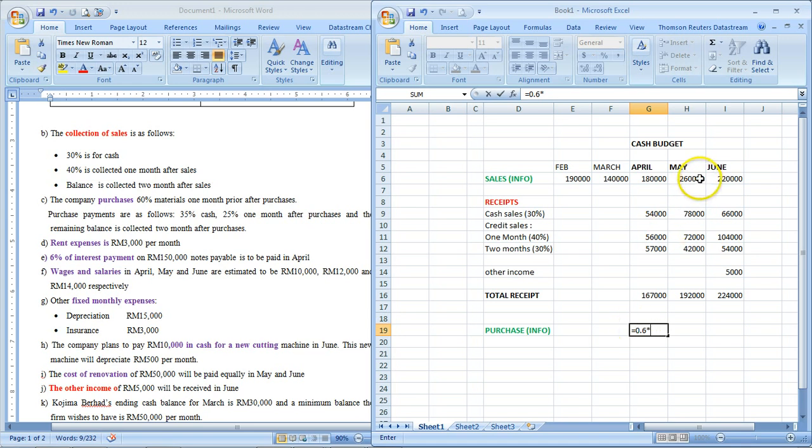Time with your sale in May, because 1 month before. Alright, so May is what? 260000. So that's why this information is very important, because sales info is not only used for sales, it is also used for purchase. So 0.6 times 260000, then I get my amount of purchase. Alright, this is the amount of purchase.